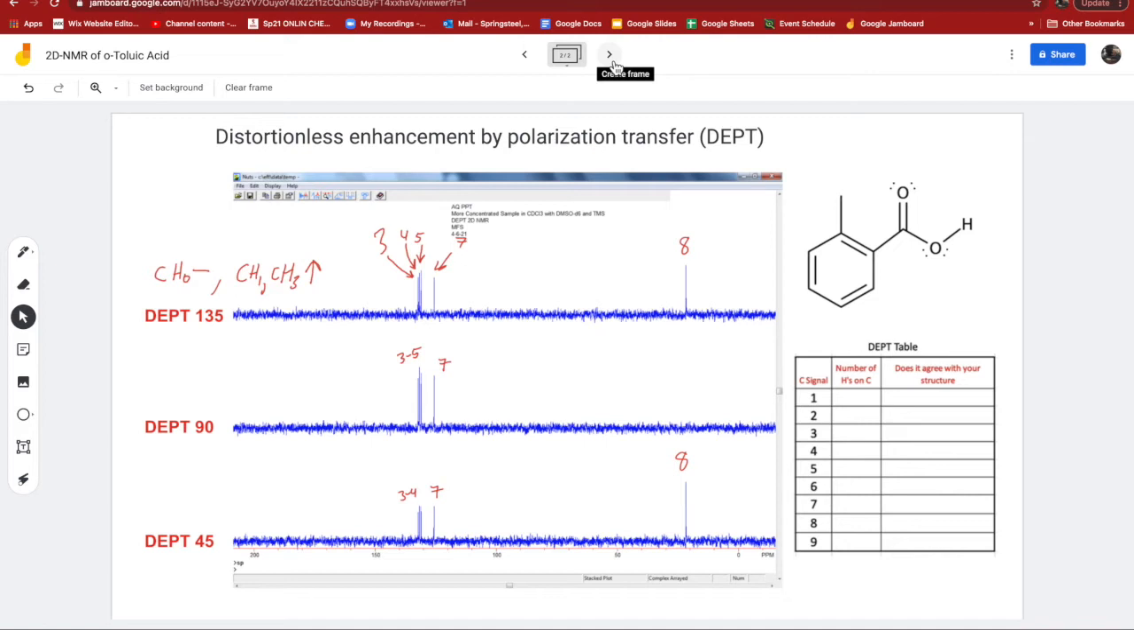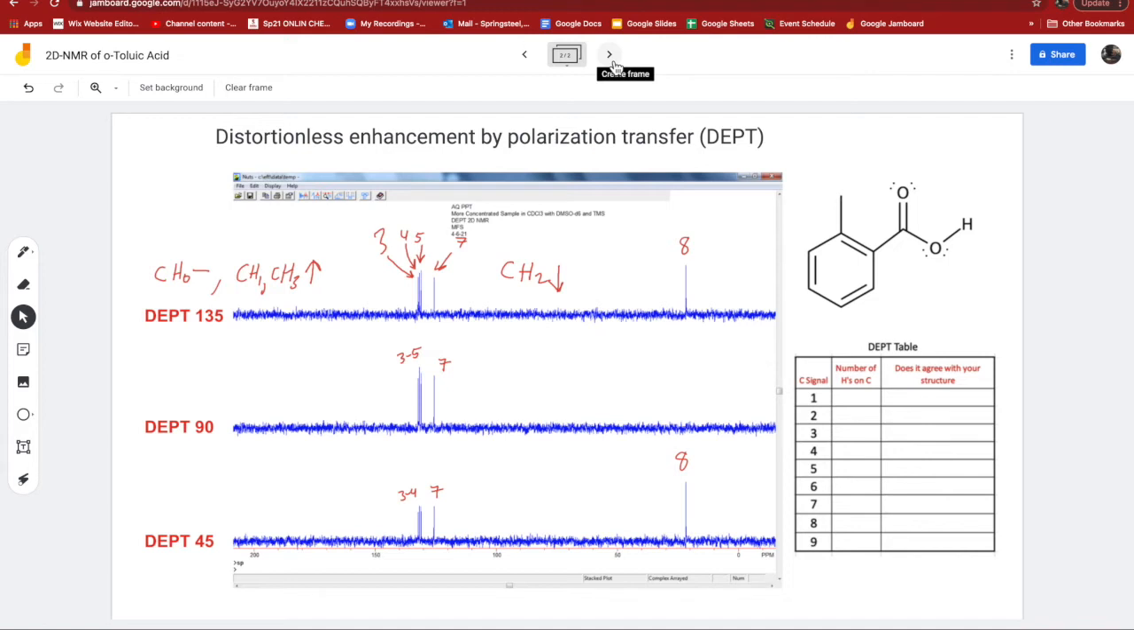Something interesting that we don't happen to have in this molecule is, if you have an even number of hydrogens on your carbon, a CH2, then your signal would point down on this spectrum. So you'd see a signal pointing down, you'd know right away, oh, that's a CH2. But we don't have any CH2s on this molecule.